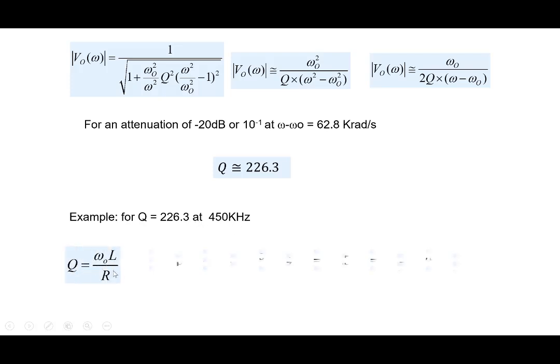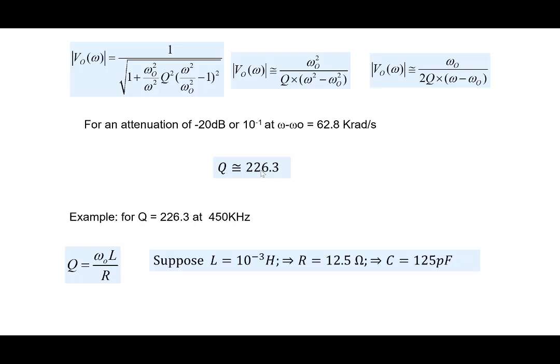Q is omega naught L by R. So suppose we choose L equal to 1 millihenry. Once you choose L, we know the value of Q, and we know the value of omega naught, which is 450 kilohertz. So we'll obtain the value of R, and from omega naught, once you know L, you also know C here. So you obtain a design of an LCR circuit which will be able to pass 450 kilohertz and reject 460 kilohertz. Of course, you require a very high Q of 226.3 here.